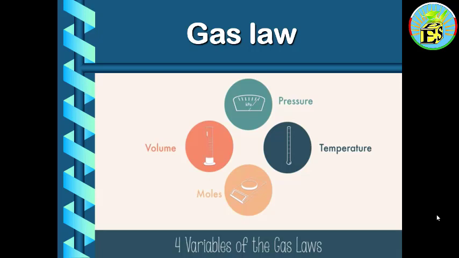When we want to study gas law, we must know 4 variables of the gas: its pressure, temperature, volume, and moles. But in this lesson, we just work with volume, pressure, and temperature. And we will see the relation between pressure and volume, pressure and temperature, temperature and volume.